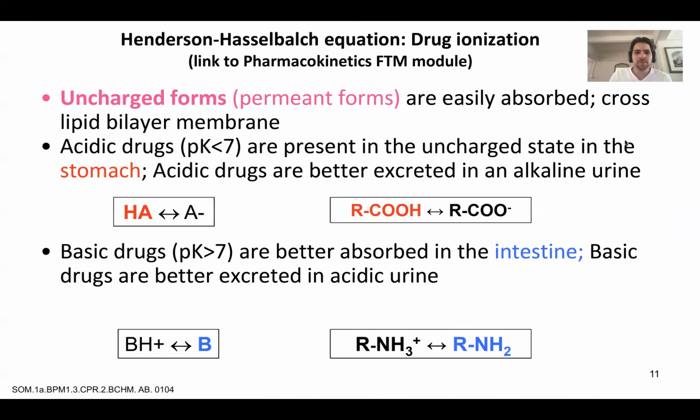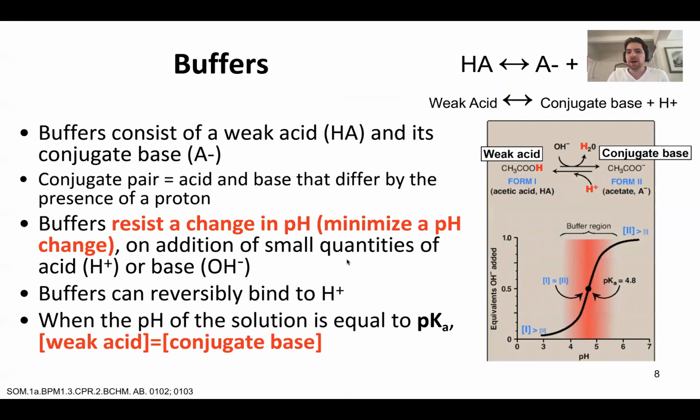So the body uses buffers, primarily bicarbonate, to regulate the change in pH, right? Bicarbonate can be shifted using carbon dioxide, or carbon dioxide can be transferred with bicarbonate. And bicarbonate is in that buffer region, with the pKa right around here.